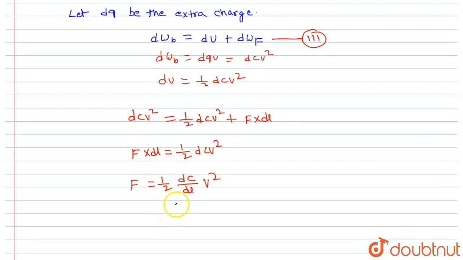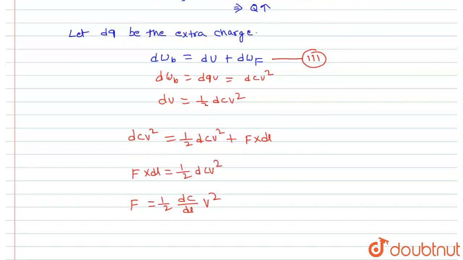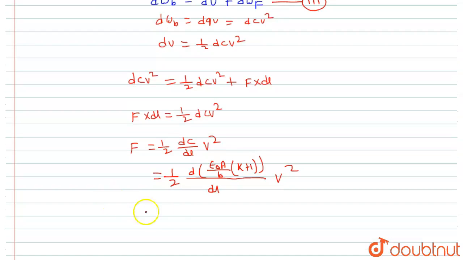Now dc by dl, and c we have found earlier. This c is equal to epsilon naught a divided by b into 1 plus k, so this is equal to 1 by 2 differentiation of epsilon naught a divided by b into k plus 1, divided by dl, and into v square, clear. So we have to differentiate this and find the f value, clear, and b is also equal to 2b.